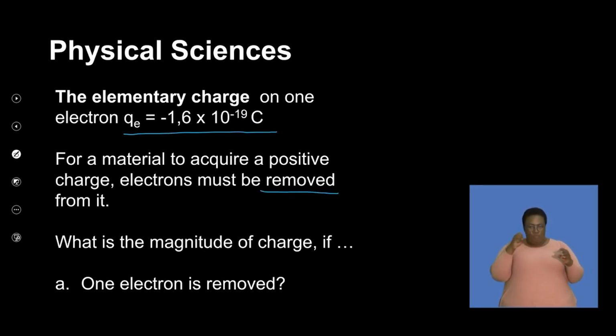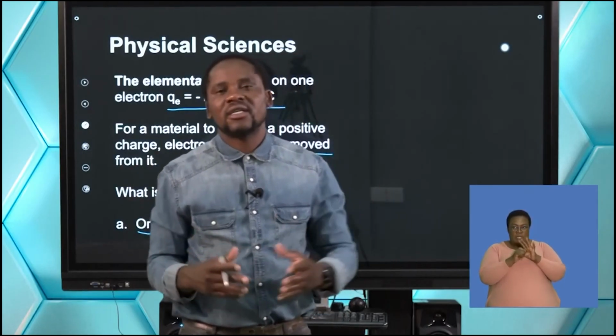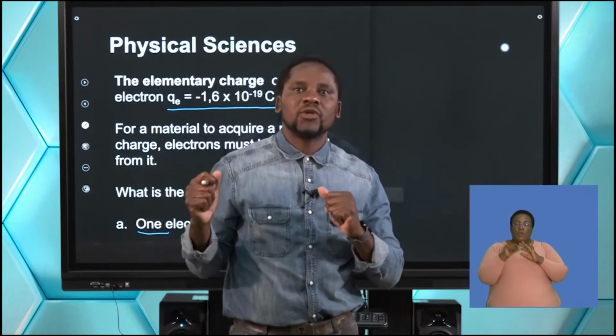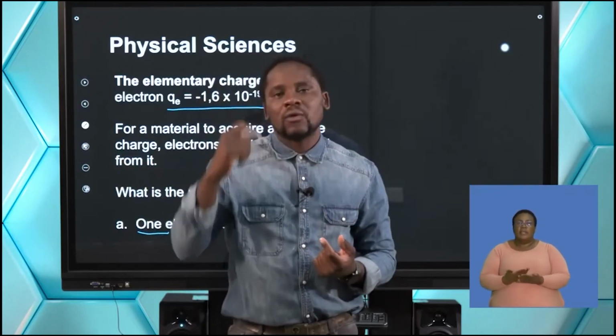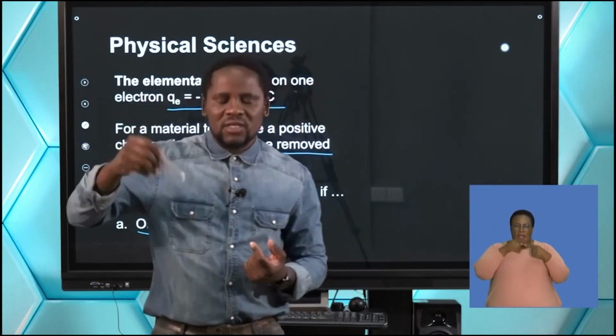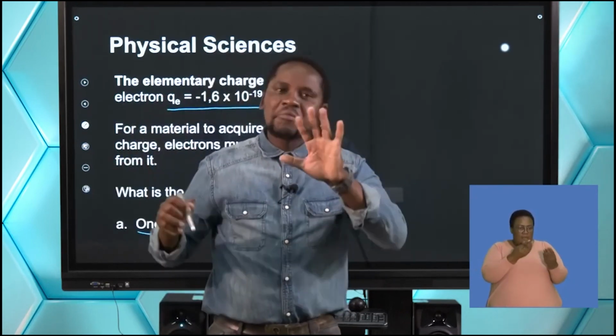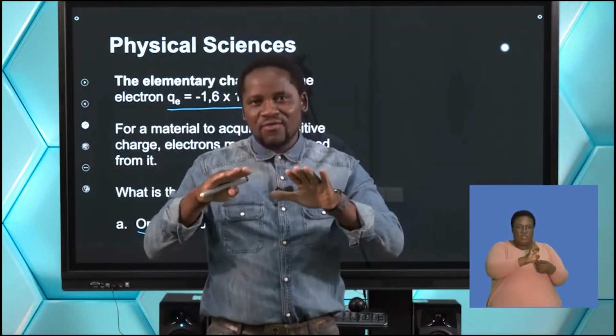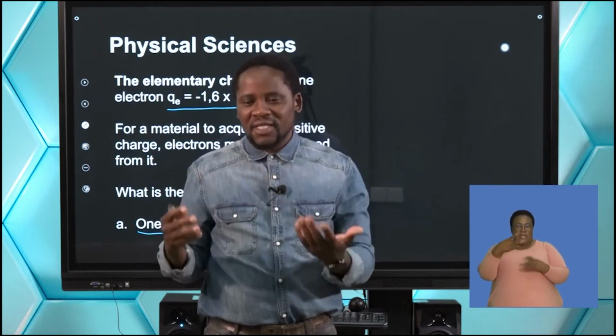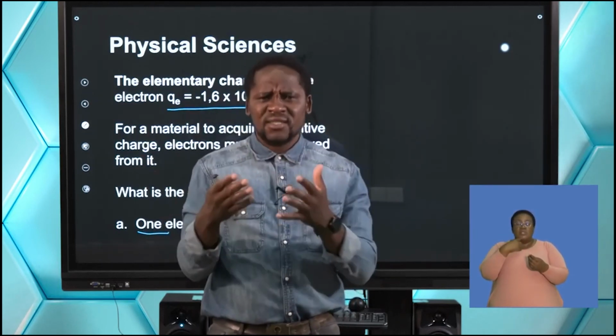We've been saying this many times before. Now it says, what is the magnitude of the charge if one electron is removed? There's something very critical as far as this part of the discussion is concerned. Can we think of it this way? If the number of electrons equals the number of protons, what are we saying? We're saying that the net charge is equal to 0.